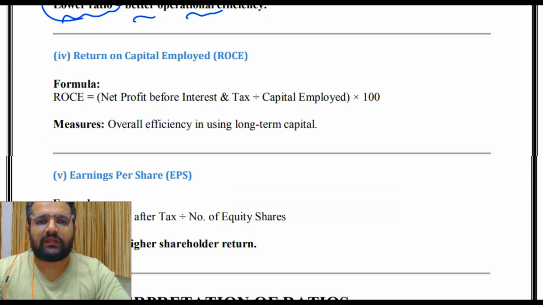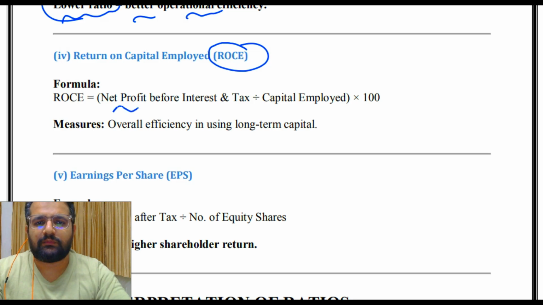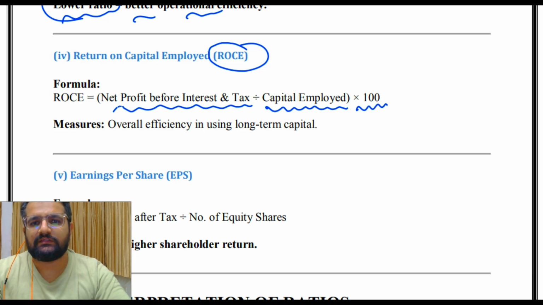Then return on capital employed, that is ROCE. Formula for ROCE, return on capital employed, is net profit before interest and tax divided by capital employed into 100. Okay, what is it? Net profit before interest and tax divided by capital employed into 100. Measures overall efficiency in using long-term capital.